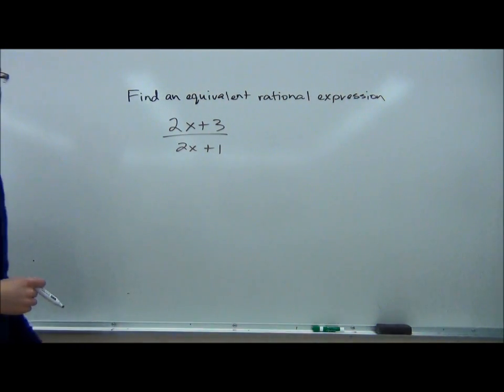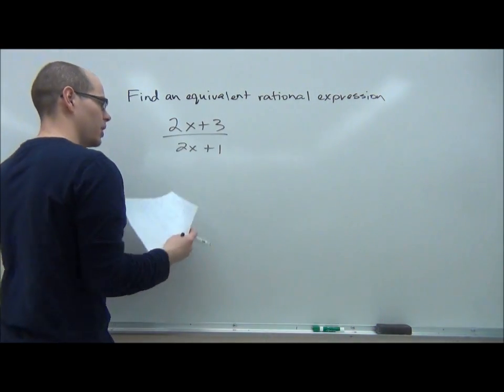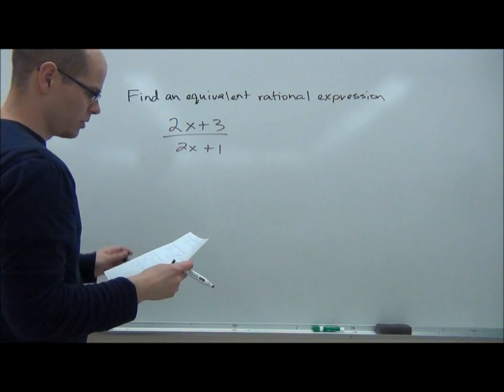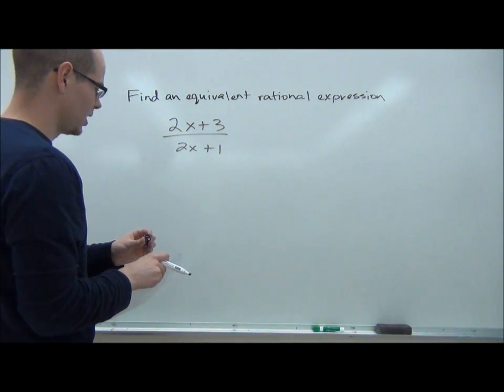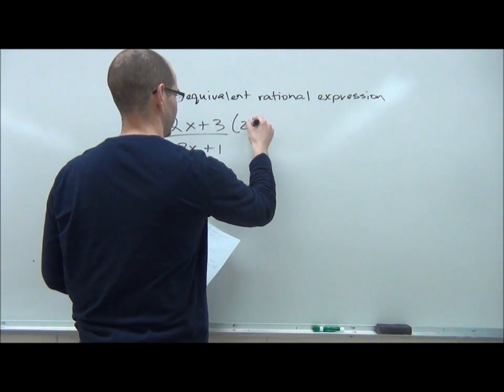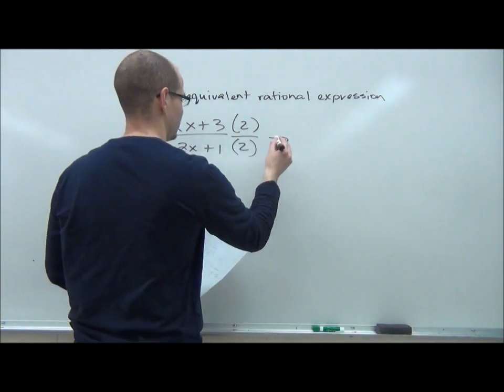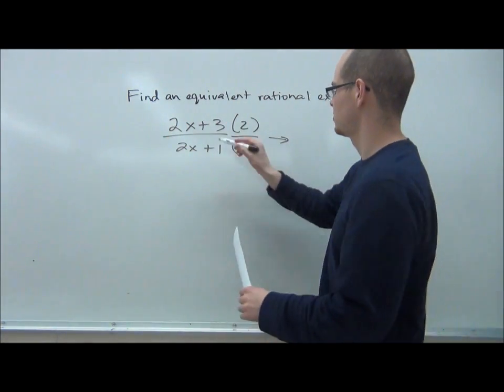We're asked to find an equivalent rational expression. Well, your options would be to divide the top and the bottom by something, or multiply the top and the bottom by something. It's much easier in this case to just multiply the top and the bottom by something. So I'm going to multiply the top and the bottom by 2. And that's going to give me a new equivalent rational expression.